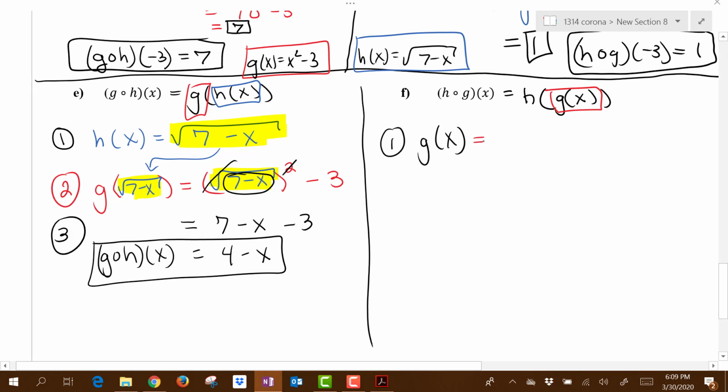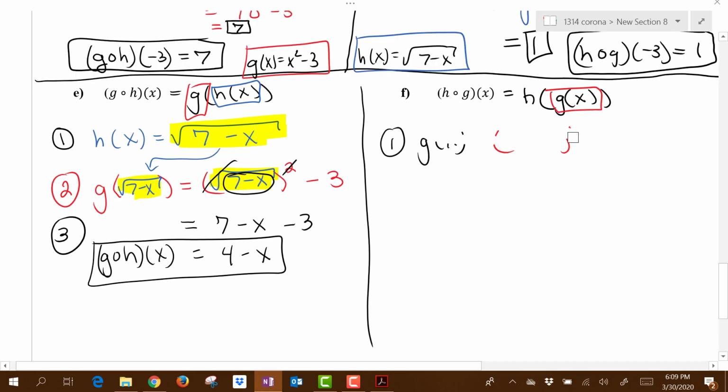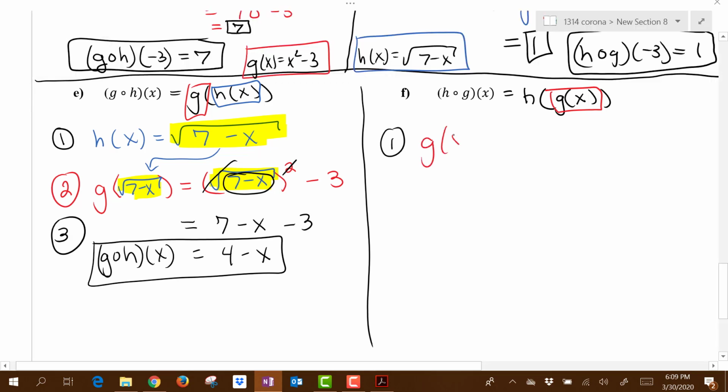So if I do that, we end up getting parentheses squared, well, x squared minus 3, right? Because we already know what it looks like when we put an x into g. So it's kind of the silly first step, is if I would put an x into g, I get x squared minus 3. So it's already kind of done for me.